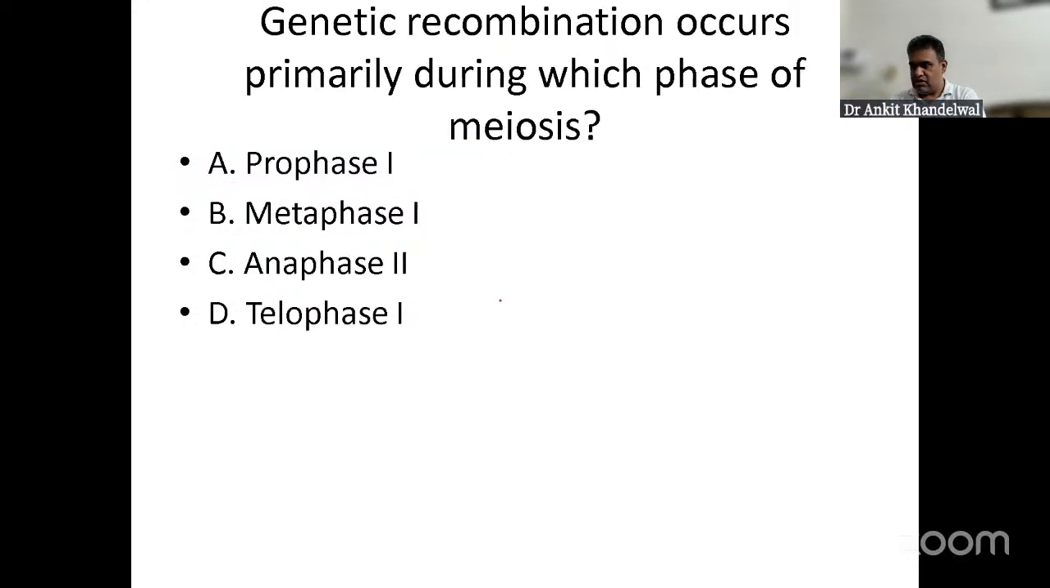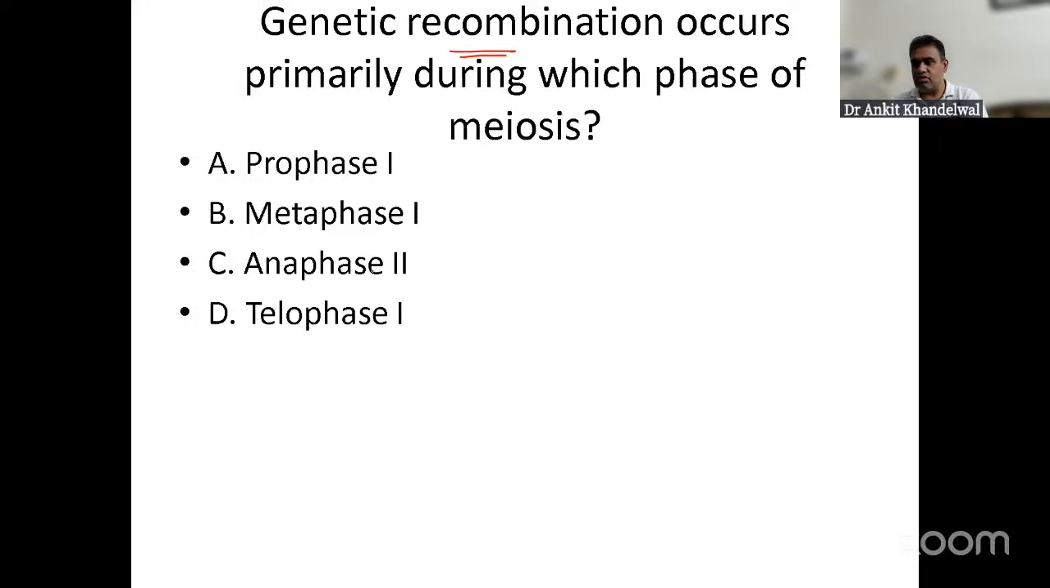Genetic recombination occurs primarily during which phase of meiosis? Prophase, metaphase, anaphase, or telophase. So there are all these four options. What would be the answer?